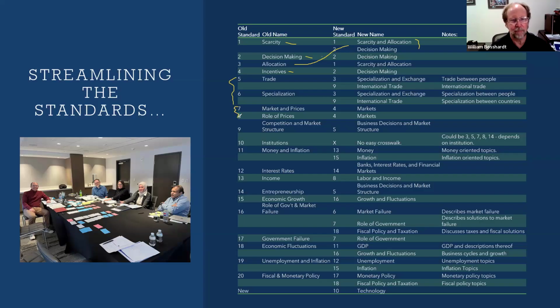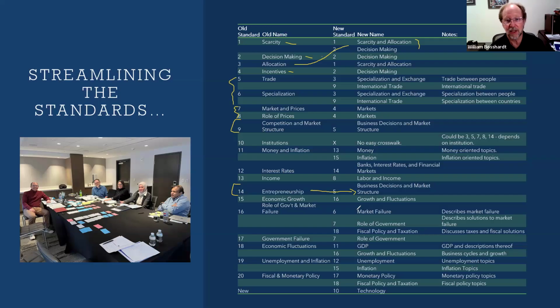The 7 and 8, markets and prices, were combined into markets, as I previously had mentioned. And then we see things like competition and market structure. And we changed that to business decisions and market structure. And the reason we did that is that you can see entrepreneurship got moved, and I'll explain why, to business decisions. So number five, we wanted to sort of put entrepreneurship and market structure all in one.